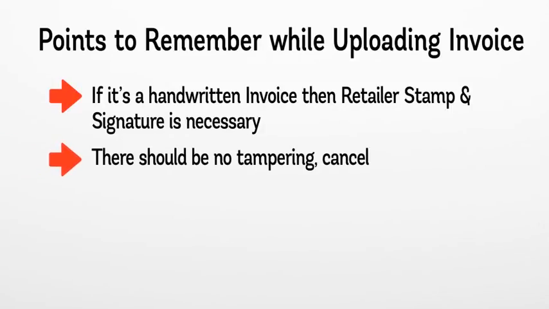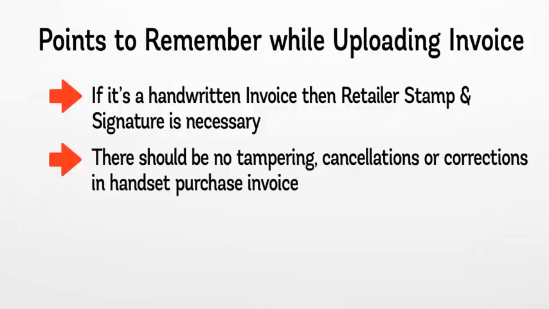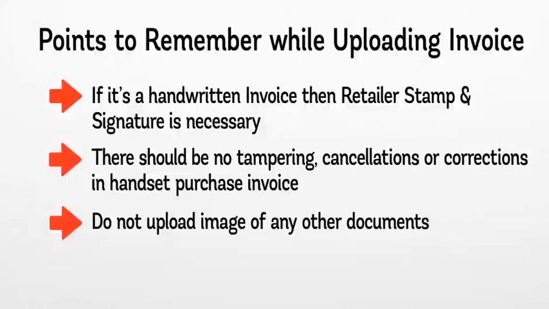There should be no tampering, cancellation or correction in handset purchase invoice. Note: if there is any tampering, cancellation and correction in the handset purchase invoice, retailer stamp and sign is essential for validation. Do not upload any document other than invoice. It will create problem during claim, as the invoice is validated during claim processing.